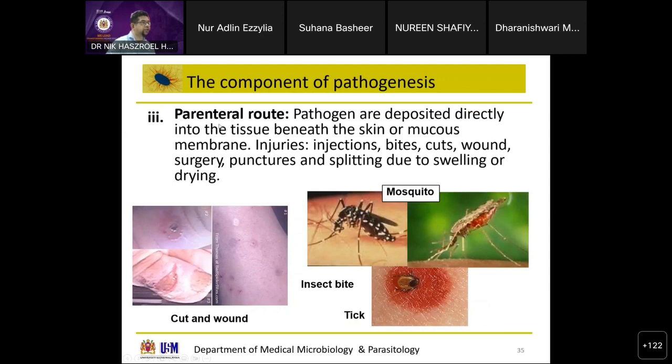And then there is also the parenteral route. Pathogens are deposited directly into tissue beneath the skin or mucous membrane and cause injuries through injection, bite, cuts or wounds, surgery, puncture, and splitting due to swelling or drying. Like mosquitoes, which inject through the skin and transmit malaria and dengue. Tick bites can also transmit the bacterium Borrelia. And with skin cuts and wounds, this can be a portal of entry for Leptospira.